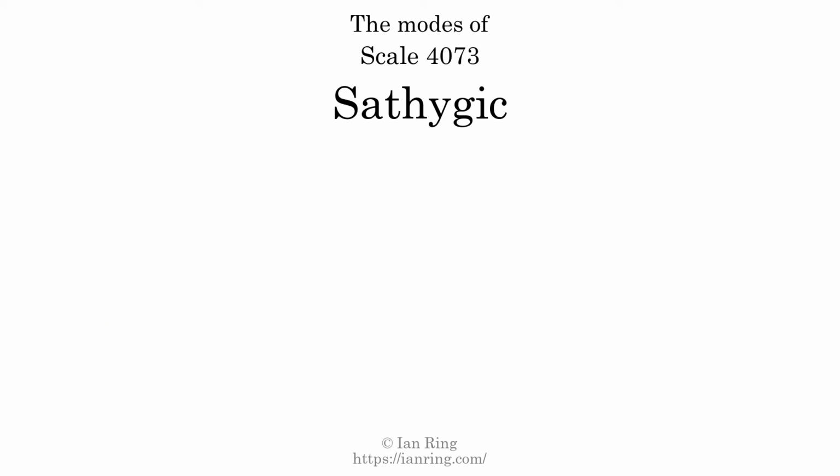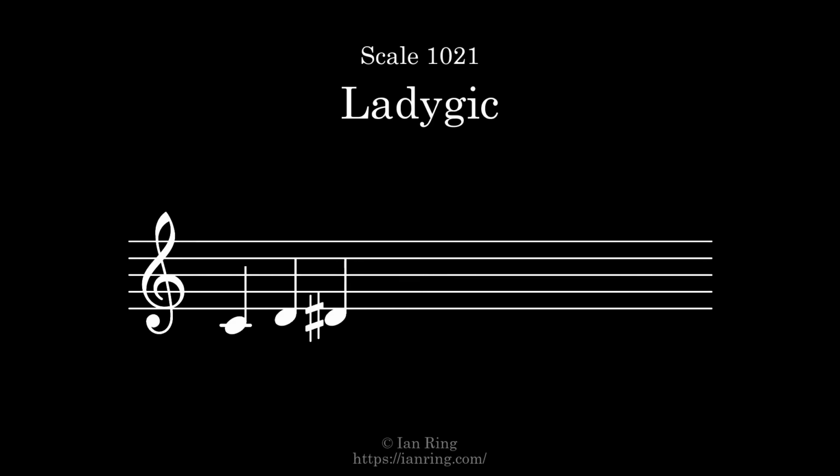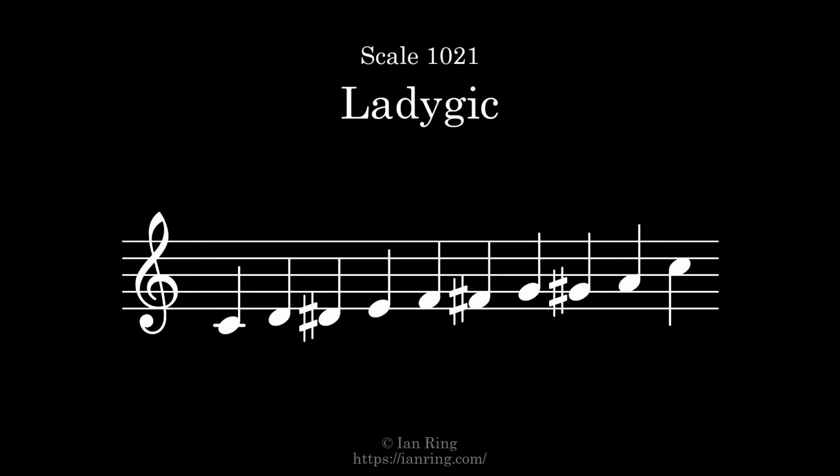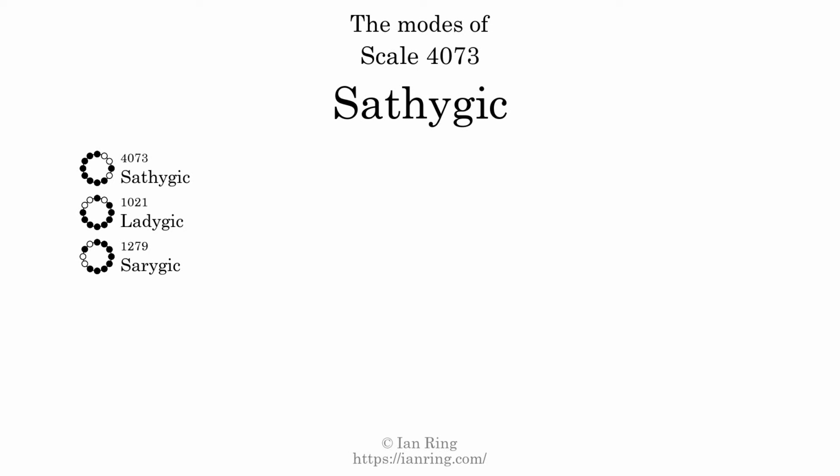This scale has 9 modes. The first mode is itself. The second mode is scale 1021, also known as Sathygic. It sounds like this. The third mode is scale 1279, also known as Sathygic. It sounds like this.